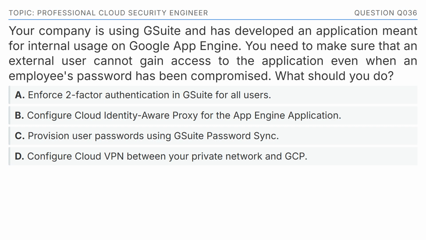The options are: Option A, enforce two-factor authentication in G Suite for all users. Option B, configure Cloud Identity-Aware Proxy for the App Engine application. Option C, provision user passwords using G Suite Password Sync. Option D, configure Cloud VPN between your private network and GCP.